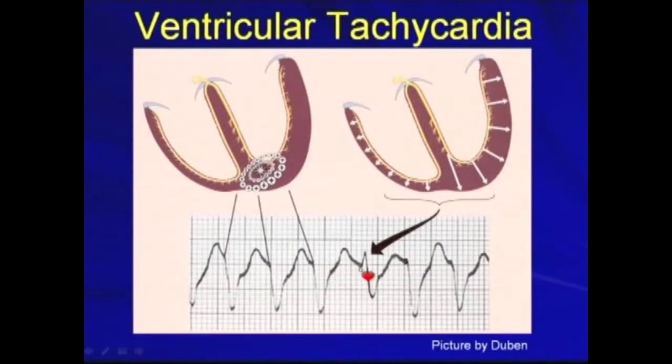So here is an example. This is a fusion beat resulting from a fusion of a normal QRS complex and a tachycardia beat. So it has a morphology intermediate between the normal QRS complex and the tachycardia beat. And this fusion beat is a characteristic of ventricular tachycardia.